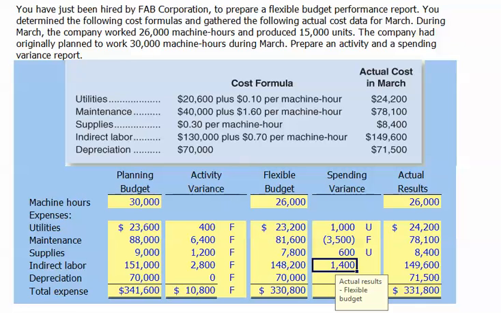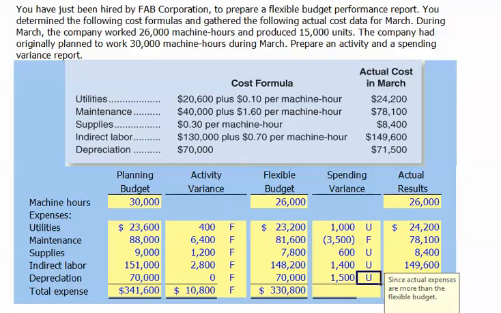The difference in supplies is $600, and since our actual costs were higher, it's an unfavorable variance. The difference for indirect labor is $1,400. And again, since our actual expenditures were greater than our flexible budget amount, it's an unfavorable variance. The difference in depreciation expense is $1,500. And since our actual cost was higher than we had budgeted, we would say this is an unfavorable variance. In total, we spent $1,000 more than we would have anticipated, and so we have a $1,000 unfavorable spending variance.